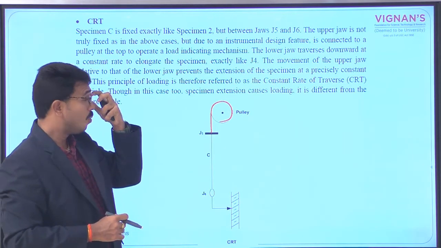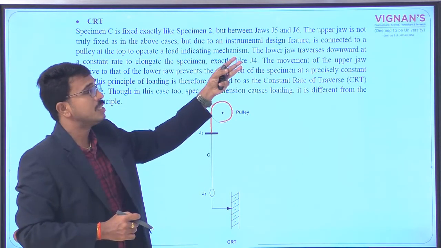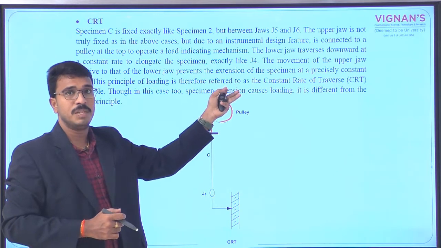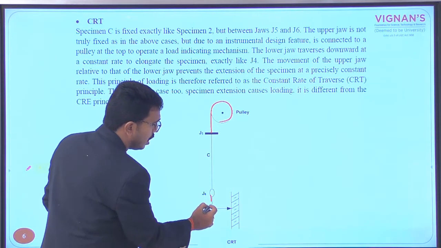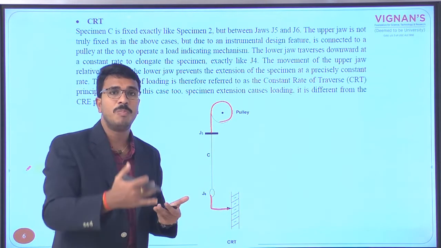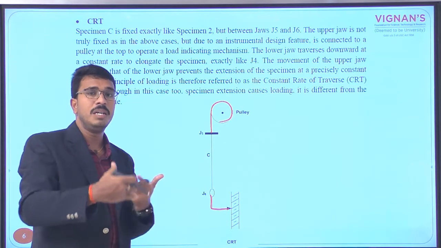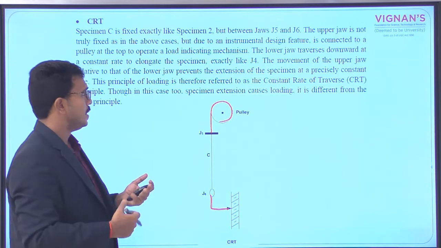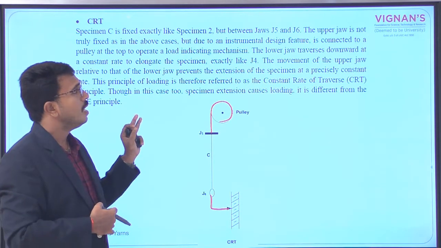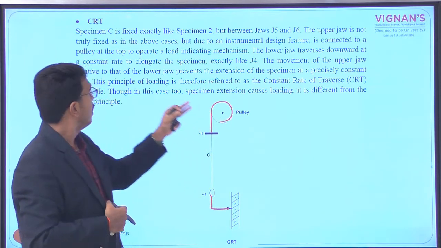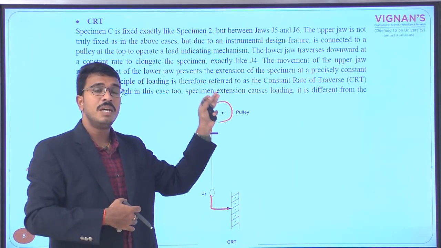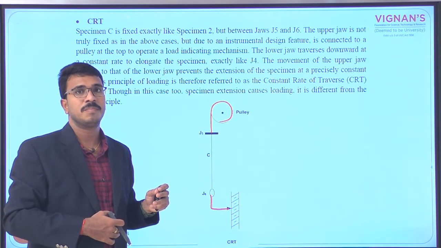Now what will happen? The lower jaw traverses downwards at a constant rate to elongate the specimen. You can see the lower jaw is connected to a screw type mechanism that is operated to impart elongation to the specimen, exactly like the CRE principle. Now the movement of the upper jaw relative to that of the lower jaw prevents the extension of the specimen.